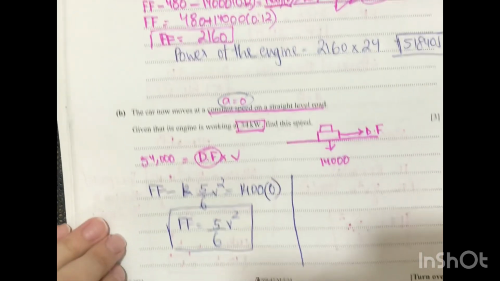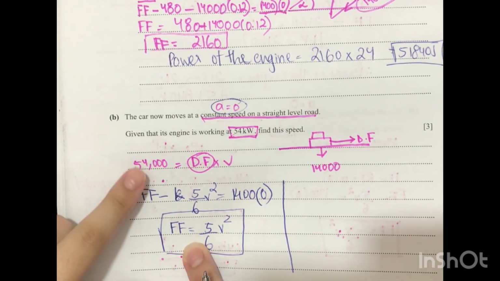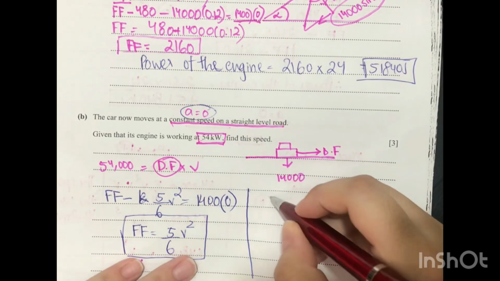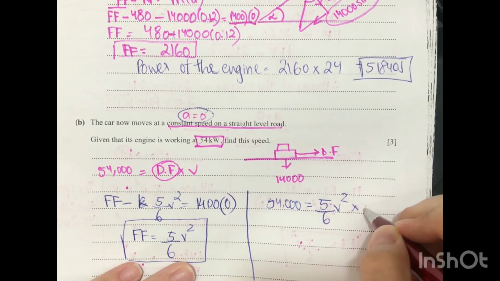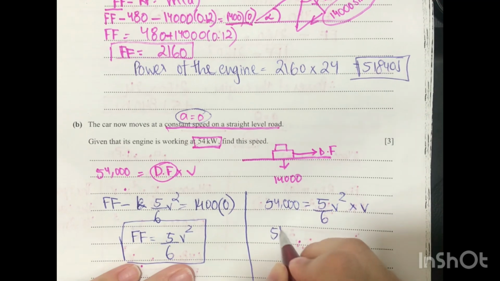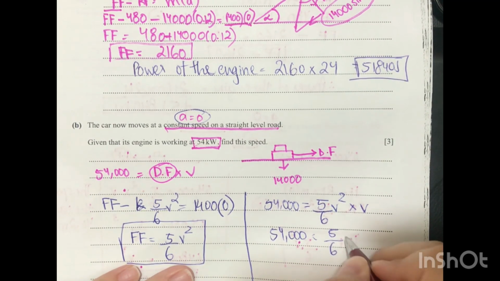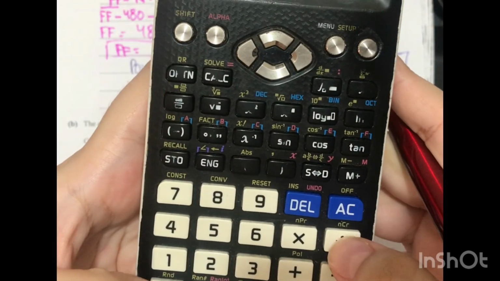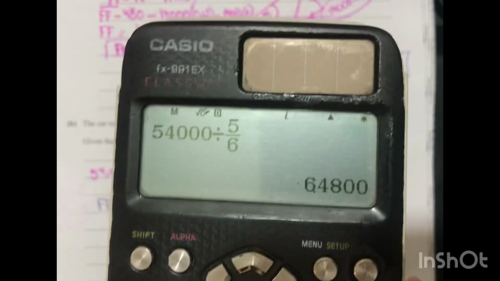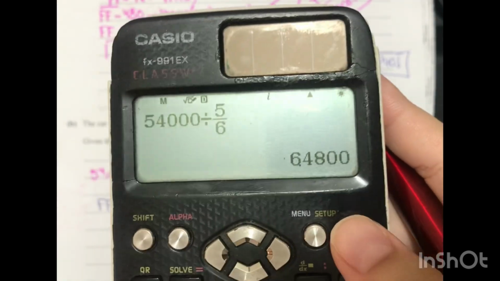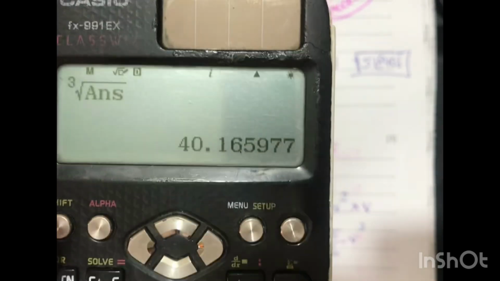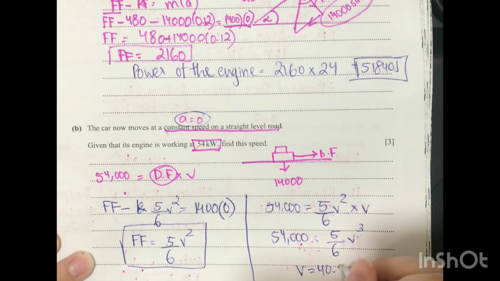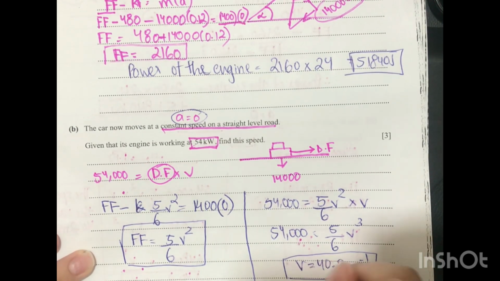Now we can use this value of the driving force and substitute it in this formula. So 54,000, which is the power, is equal to the forward force, which is 5/6 v squared, multiplied by v. This makes it 54,000 is equal to 5/6 v cubed. When we divide by 5/6 on both sides, this means v cubed is 64,800, and when we take the cube root of this, we get 40.16. This is the speed of the car. We will round it off to 3 significant figures, 40.2 meters per second. This is the end of question number 4.